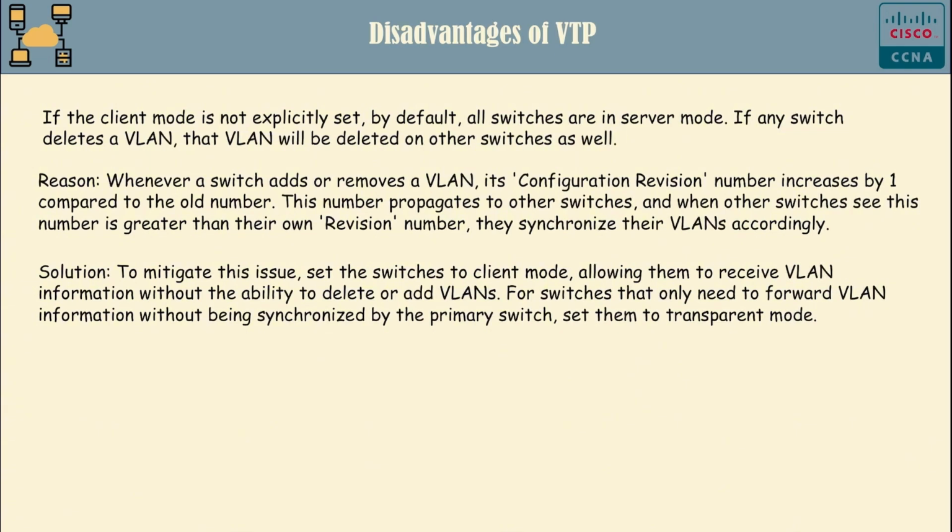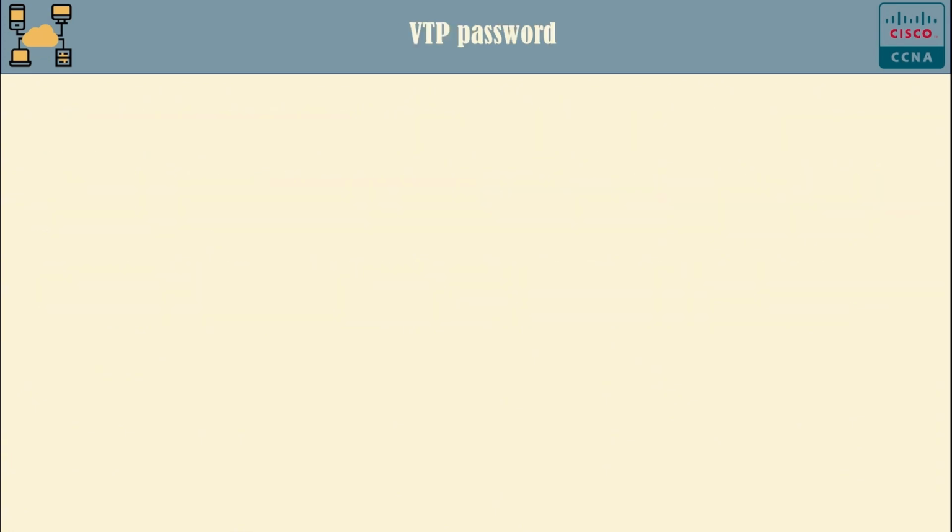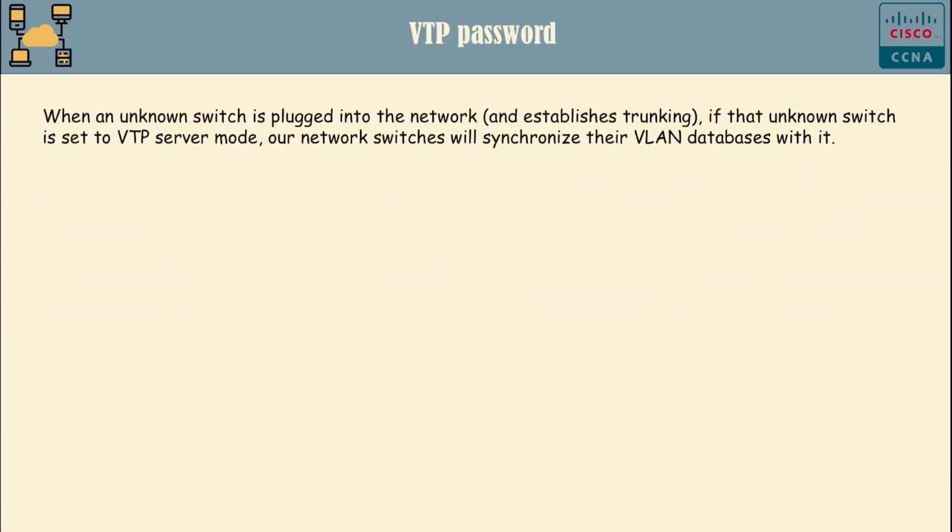Solution: to mitigate this issue, set the switches to client mode, allowing them to receive VLAN information without the ability to delete or add VLANs. For switches that only need to forward VLAN information without being synchronized by the primary switch, set them to transparent mode. As for the VTP password, when an unknown switch is plugged into the network and establishes trunking, if that unknown switch is set to VTP server mode, our network switches will synchronize their VLAN databases with it.